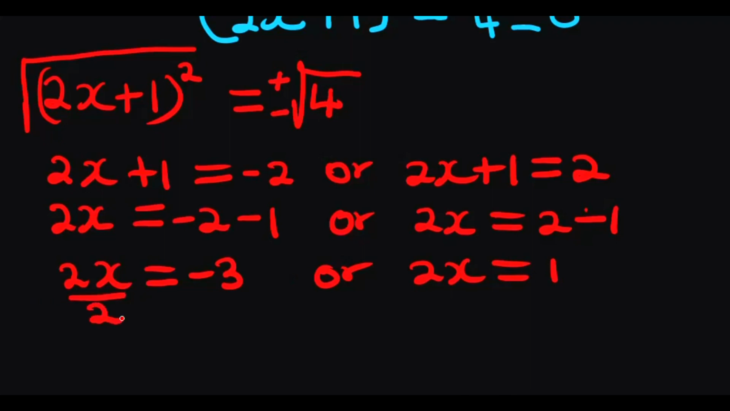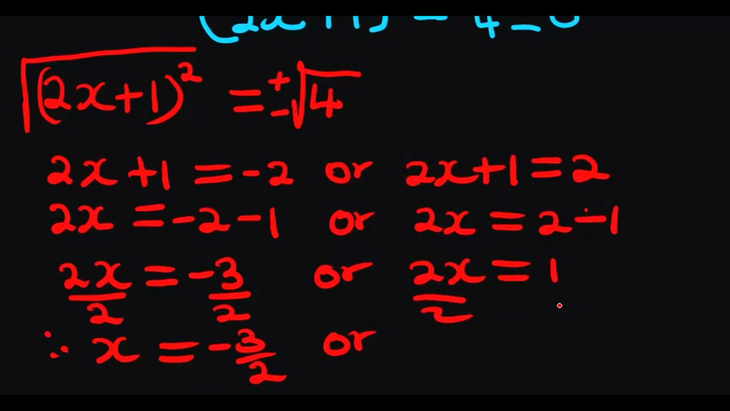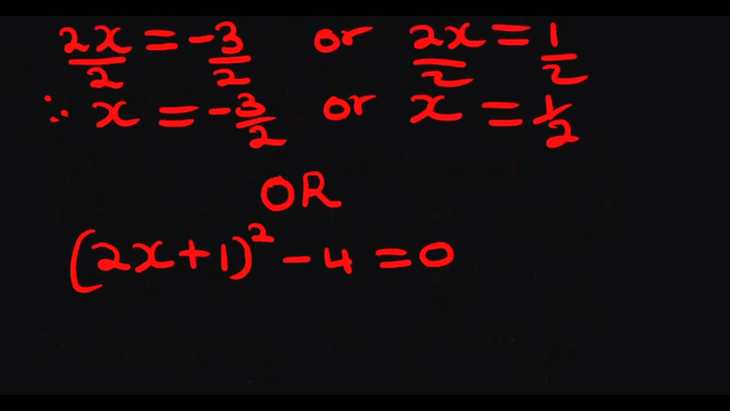Then here we divide both sides by 2. Therefore, x is equal to negative 3 over 2, or, dividing both sides here by 2, x is equal to positive 1 over 2. That is the first method.